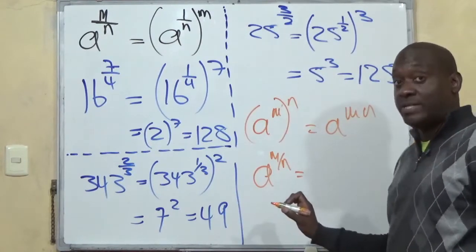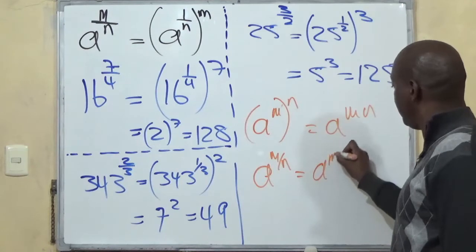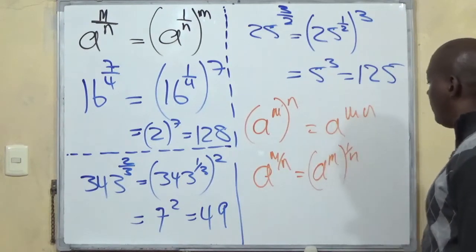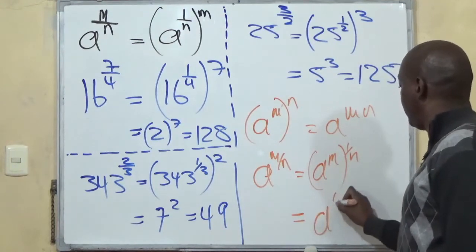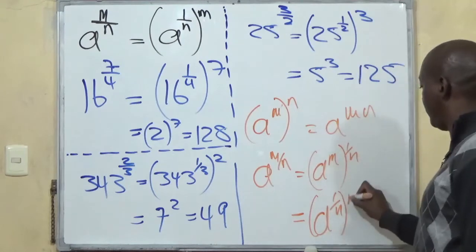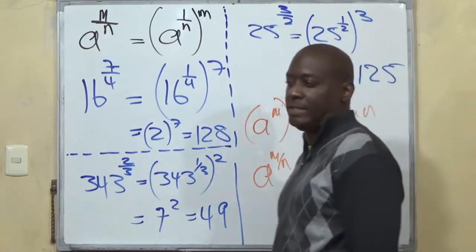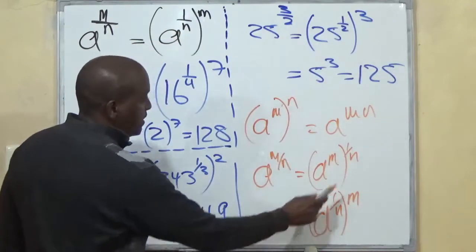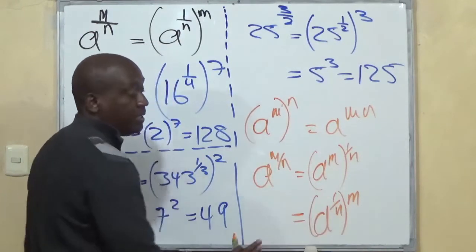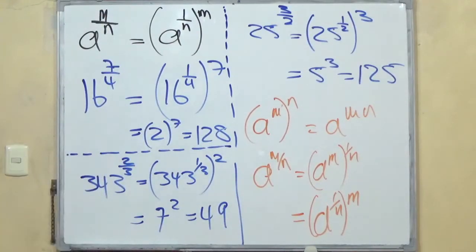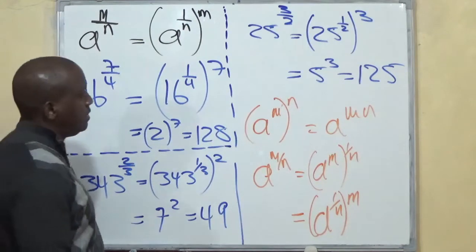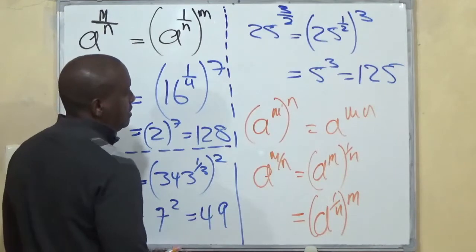Now you could do this in one of two ways. You could either say a to the m to the power of 1 over n on the outside, or you could say a to the 1 over n on the inside multiplied by m on the outside. The order in which you multiply doesn't make a difference. We know that multiplication is commutative, which is to say that the order in which the multiplication is effected doesn't make a difference.